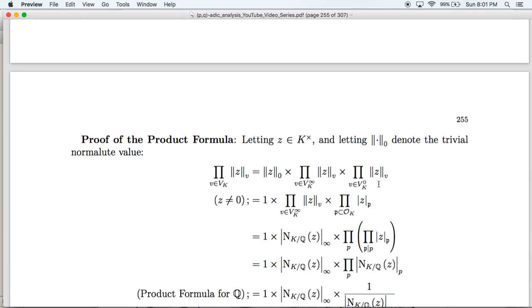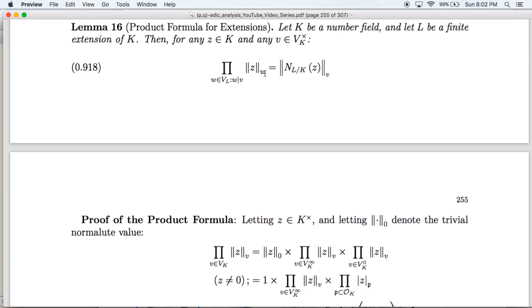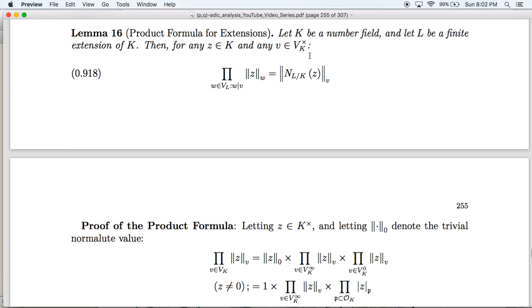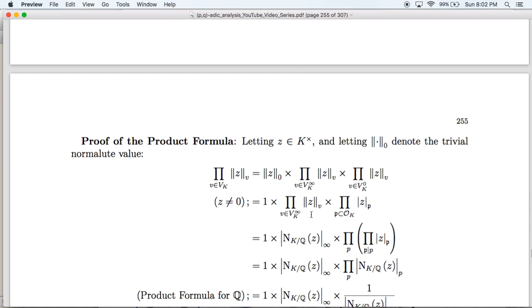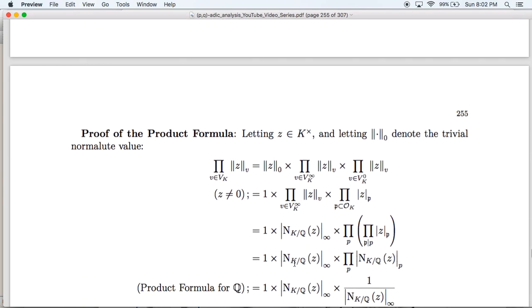This is then going to be the p-adic absolute value for all prime ideals P of O_K. This, of course, we just leave alone by the lemma here, because another thing is this works for both the Archimedean and non-Archimedean places. So when we multiply over the v-adic normalute value of Z for all Archimedean places of K, that's going to be equal to, by the lemma, the field norm of Z over Q, and then its ordinary real absolute value.